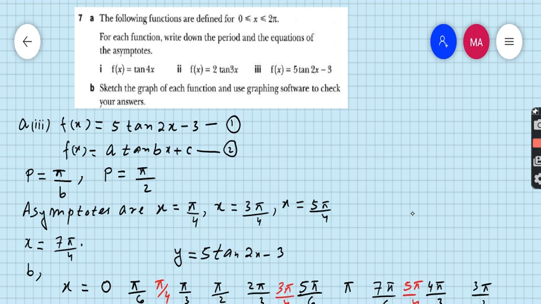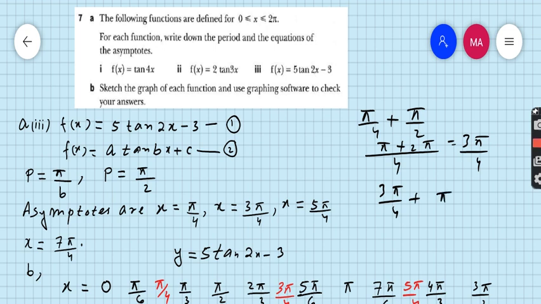How to find the second asymptote? Just add the period to the first asymptote. What is the period? Period is pi upon 2. Take the LCM, which is 4. This is pi, this is 2 pi, 2 plus 1 is 3 pi by 4. So the second asymptote occurs at 3 pi by 4. Similarly, add pi by 2 to the second asymptote, you will get 5 pi by 4. Similarly, add pi by 2 to 5 pi by 4, you will again get 7 pi by 4. So 4 asymptotes are coming in the given equation.